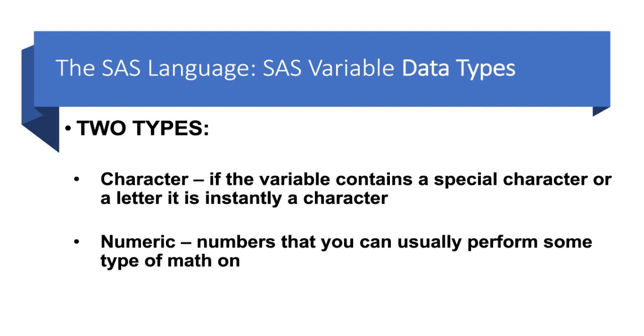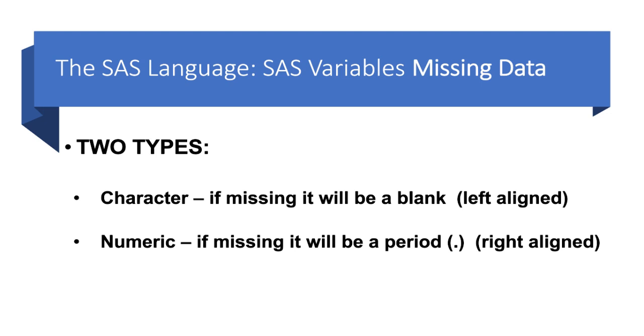Okay, so yes, certain numbers can be considered characters. For instance, a zip code. You wouldn't necessarily do subtraction or multiplication on people's zip codes, right? So you would want to store the zip code variable as a character. So don't just think that because it's numbers, it's automatically numeric. That is not true.